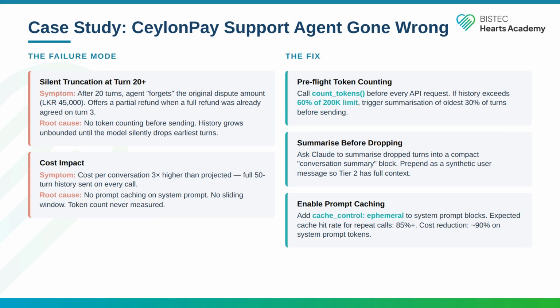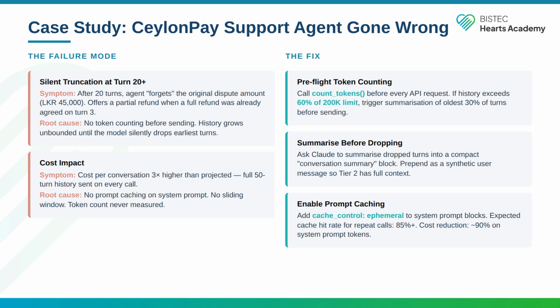This is a real failure pattern. The Sale and Pay support agent has been running in staging for 2 weeks. Everything appears fine until conversations exceed 20 turns. Then the agent starts offering a partial refund, LKR 22,500, on a dispute that was originally LKR 45,000 and where a full refund was agreed on turn 3 of the conversation.